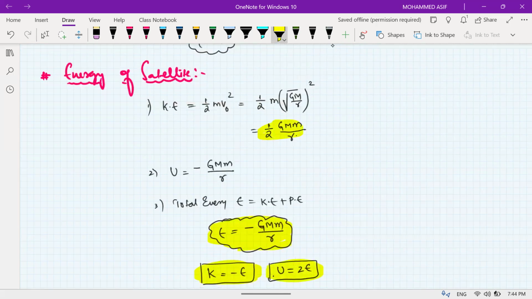So this is your kinetic energy formula and this one is your potential energy formula.